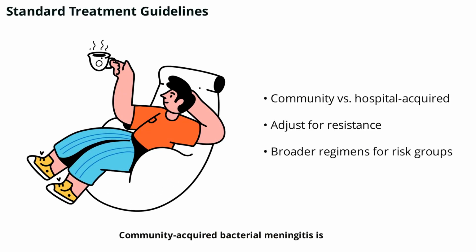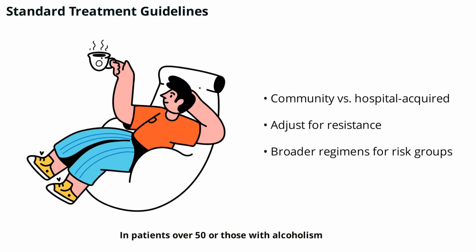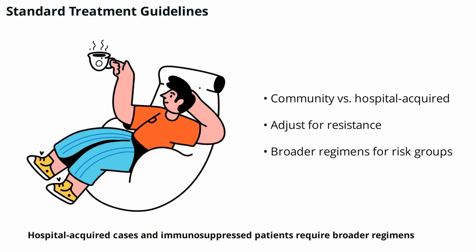Community-acquired bacterial meningitis is typically treated with ceftriaxone, and where penicillin resistance is common, vancomycin. Alternatives include benzylpenicillin and chloramphenicol. In patients over 50 or those with alcoholism, ampicillin is added for listeria coverage. Hospital-acquired cases and immunosuppressed patients require broader regimens, sometimes including acyclovir for possible viral encephalitis.